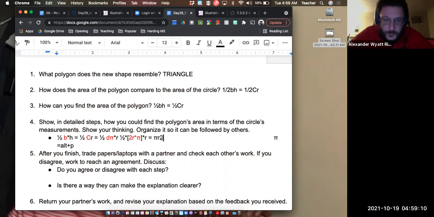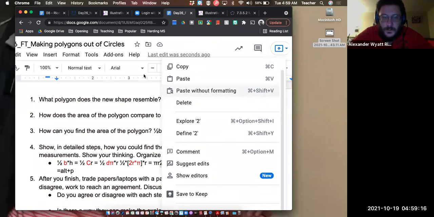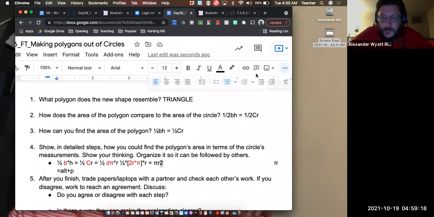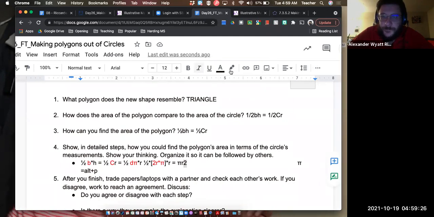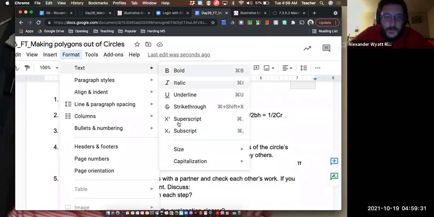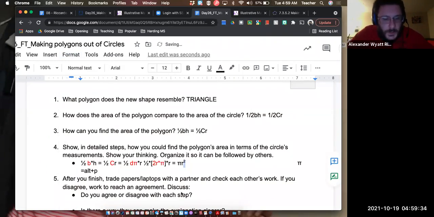And if you want it better, you can put the 2 in superscript. Make this bigger. Where's the superscript? Can I make superscript? Paragraph, text, superscript. There you go. Command, period. All right, so pi r squared.